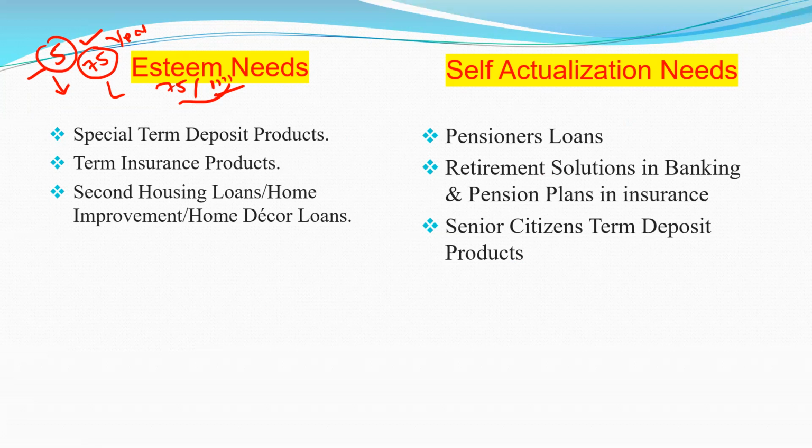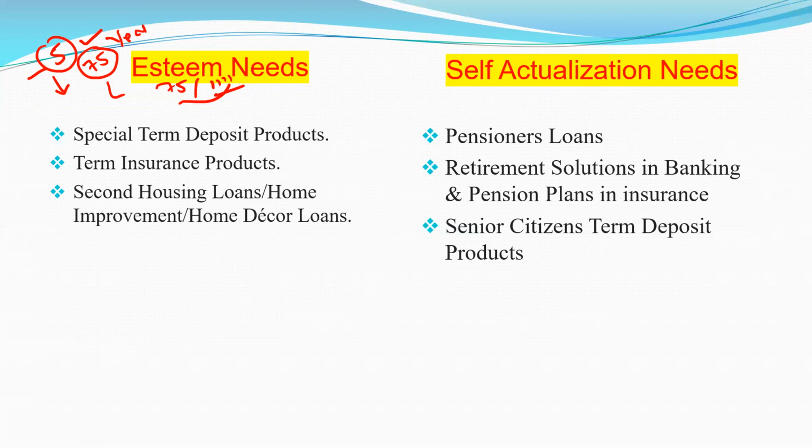So you have special term deposit products, term insurance products, second housing loan, or home improvement or home decor loans. All these things come under the esteem needs.